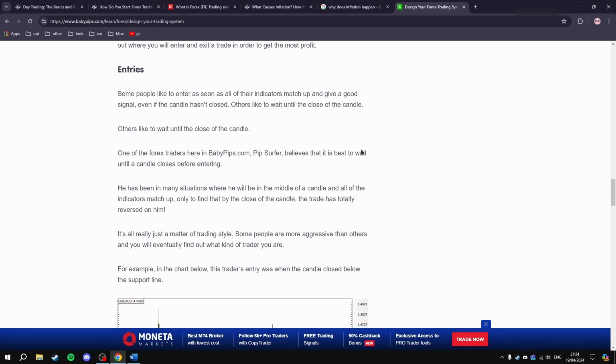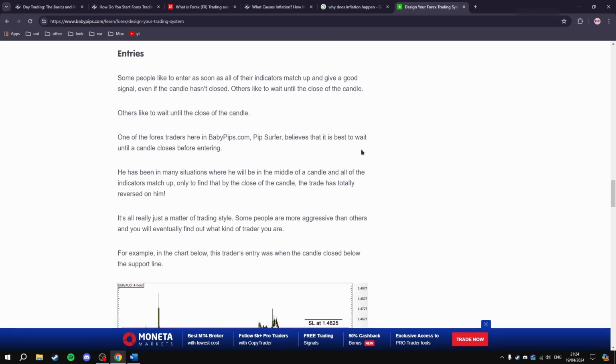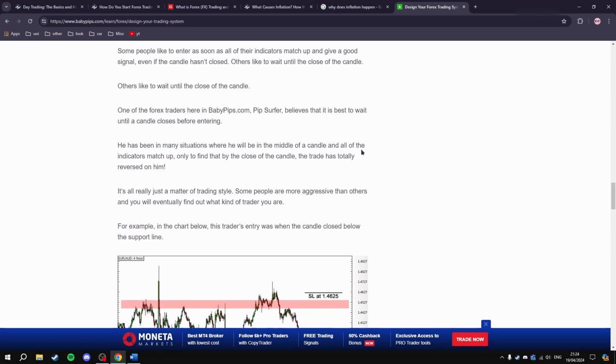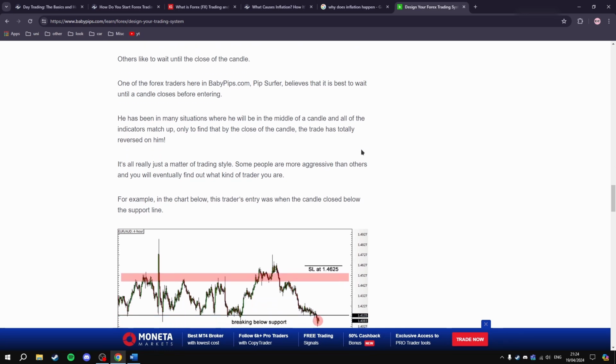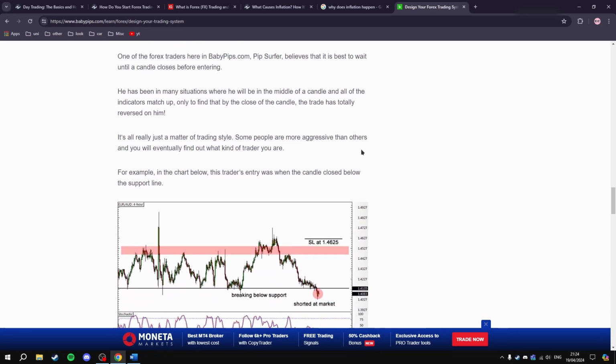Entries. Some people like to enter as soon as all their indicators match up and give a good signal, even if the candle hasn't closed. Others like to wait until the close of the candle. One of the Forex traders here at babypips.com, Pipsurfer, believes that it is best to wait until a candle closes before entering.